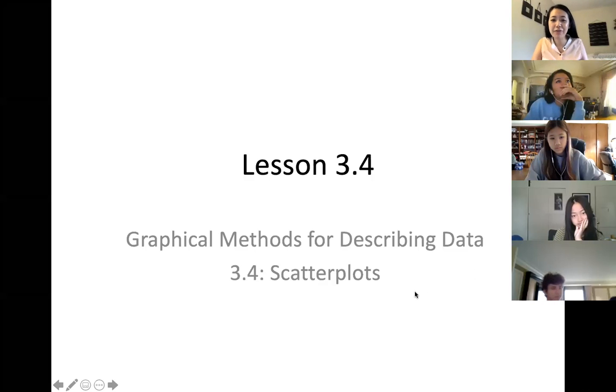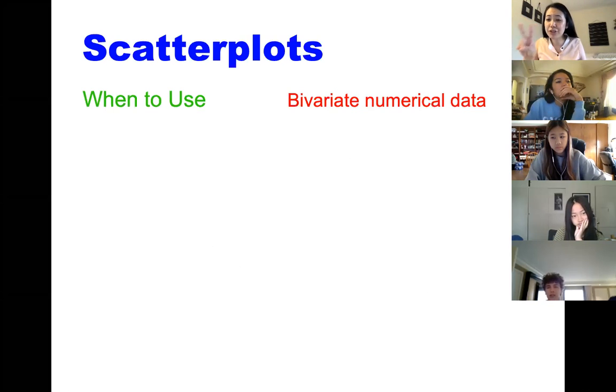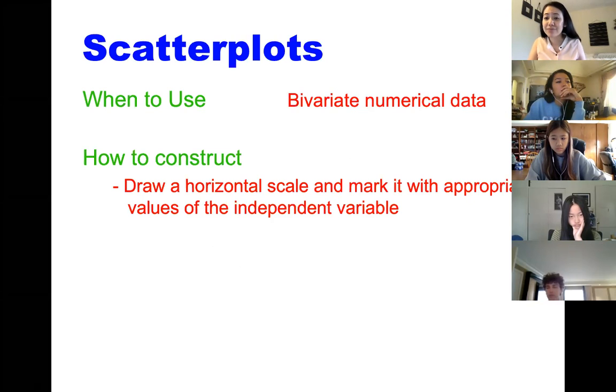All right, so 3.4, talking about bivariate data sets, two variable data sets. We're gonna talk about two types today. The first one is a scatter plot. A scatter plot you use when you have bivariate numerical data. I think you guys have all seen a scatter plot.